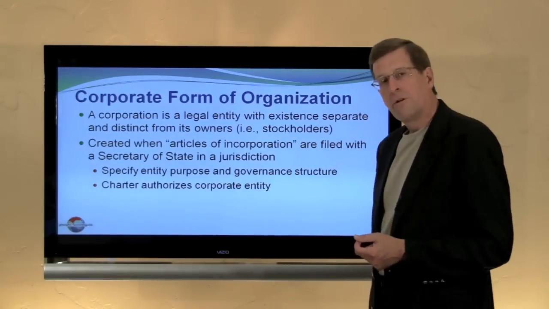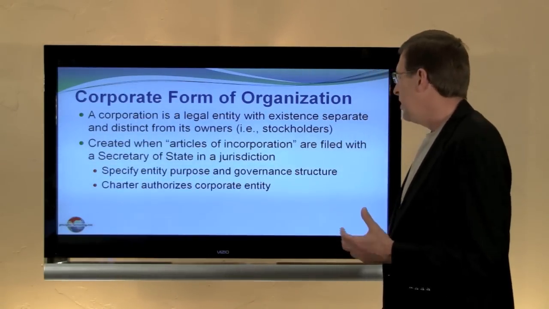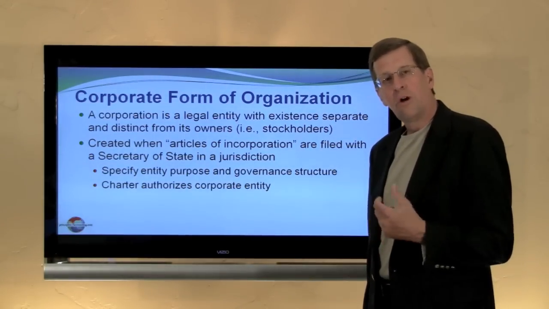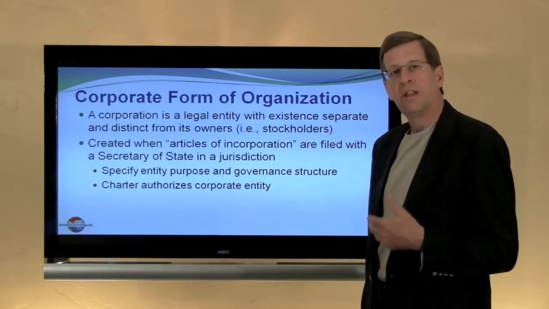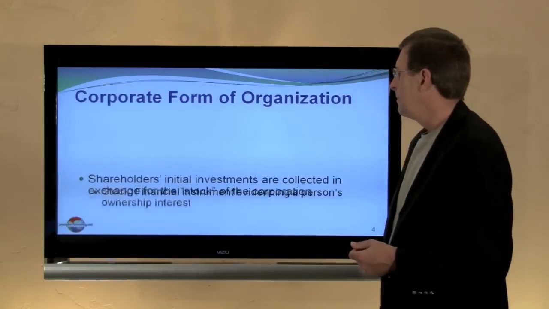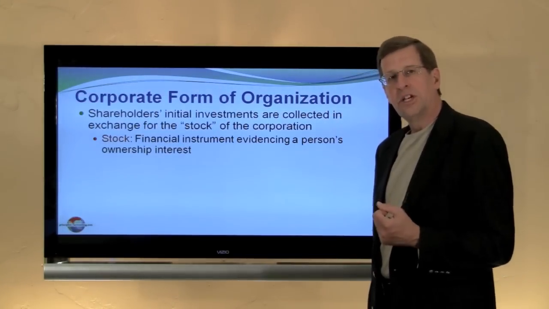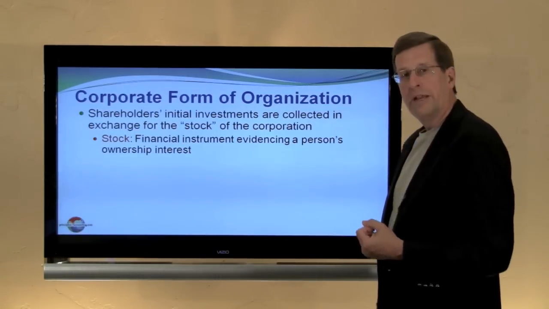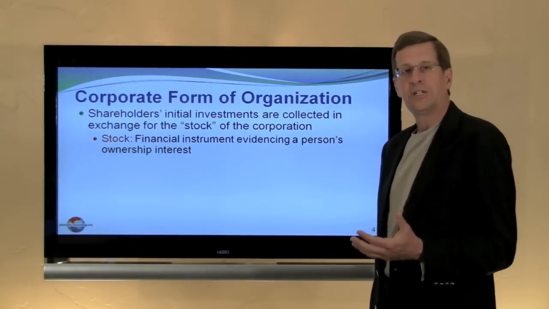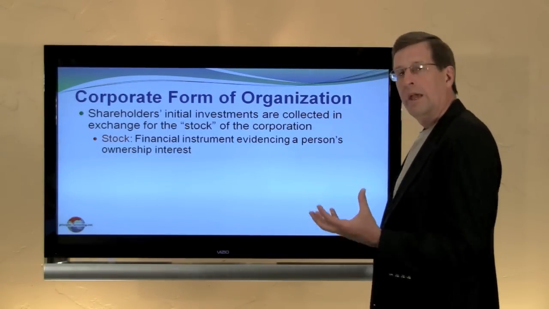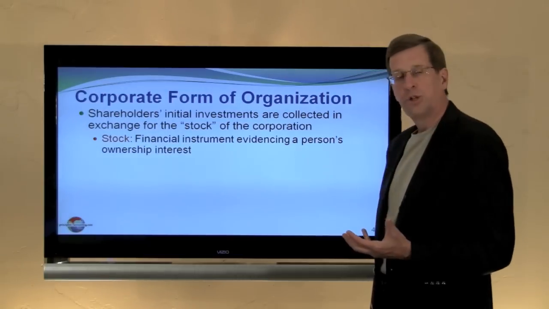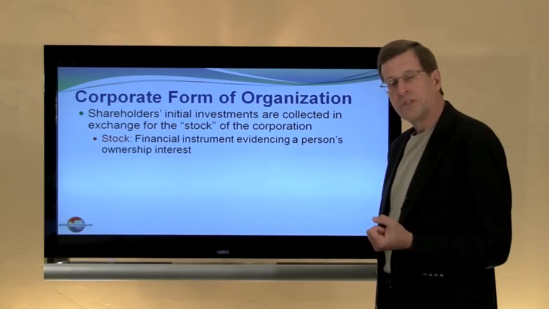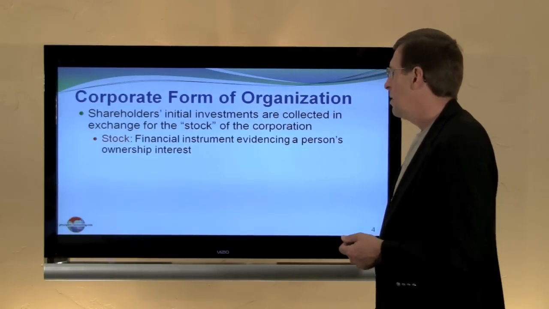Those articles of incorporation specify the intent of the corporate entity, its purpose, its governance structure, and the state will then issue a charter which authorizes the commencement of the corporation's existence. Now, once the charter is issued, the shareholders will typically convene a preliminary meeting and pool their initial investments, usually at least some threshold amount of $1,000 or so, to breathe life into the company from a financial point of view in exchange for shares of stock in the company. Stock, the shares of stock, is the evidence of ownership in the corporation.